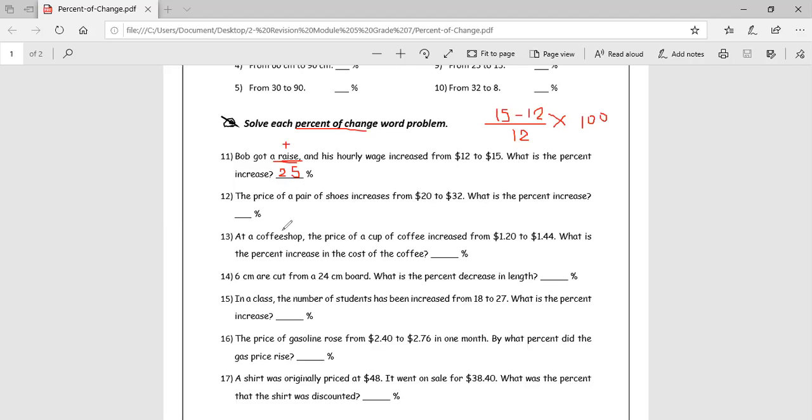Then, as I told you, in this sheet, please try to study and solve, and then you have the model answer to check your answers. All the questions have the same idea. Like the price of a pair of shoes increased from 20 to 32. What is the percent increase? At a coffee shop, the price of a cup of coffee increased from 1.2 to 1.44. What is the percent increase?